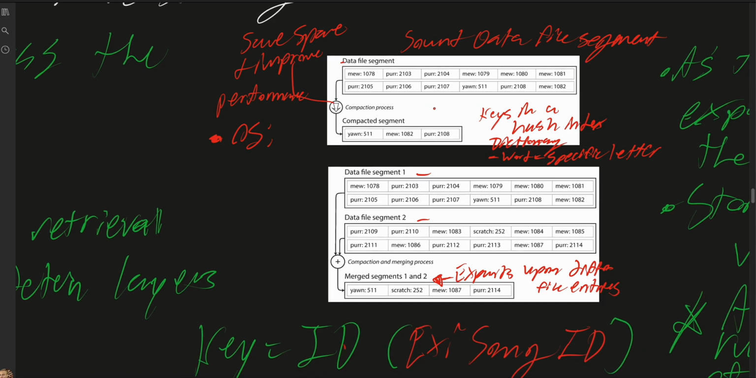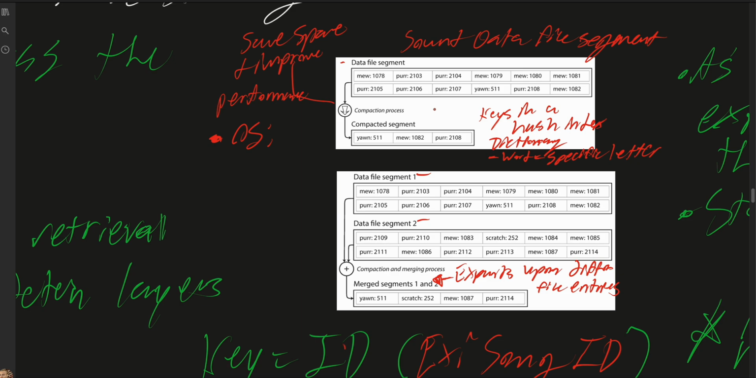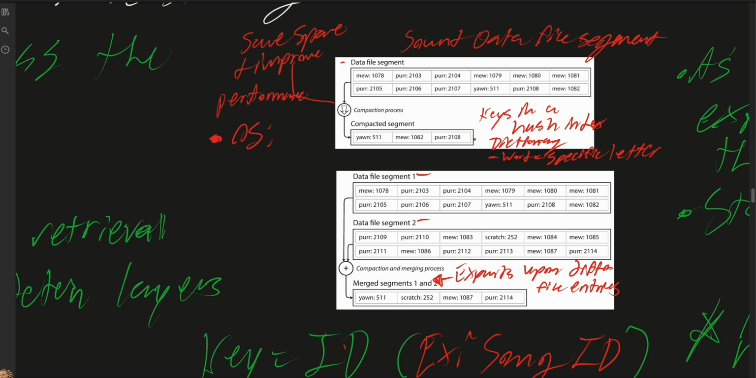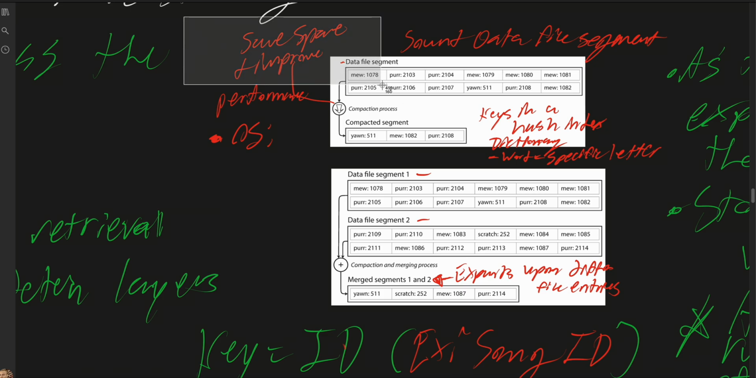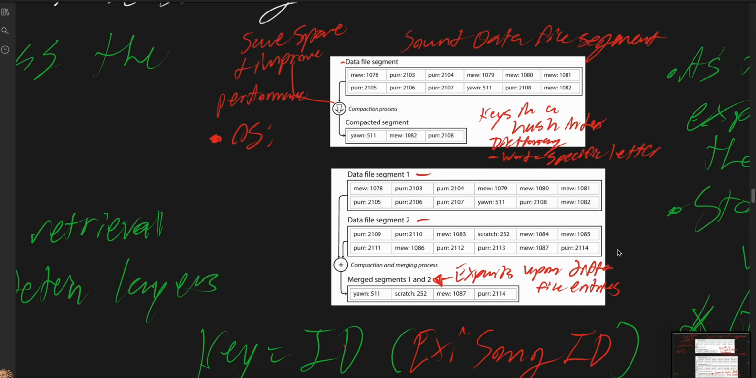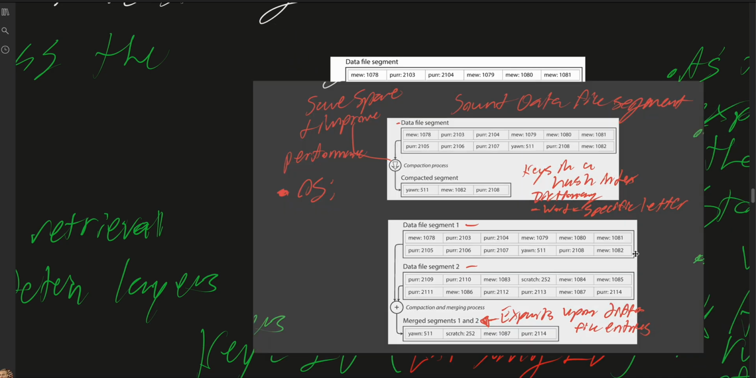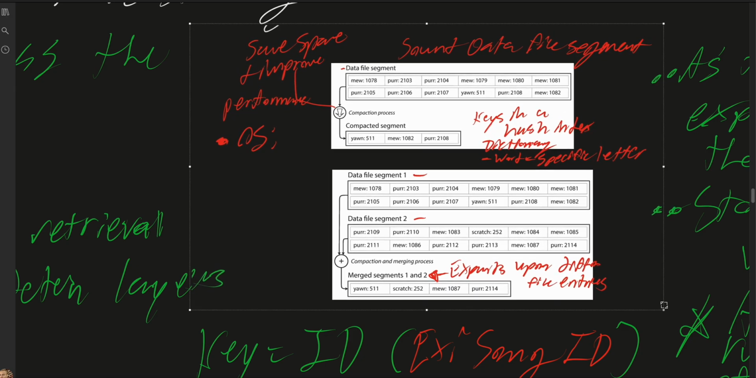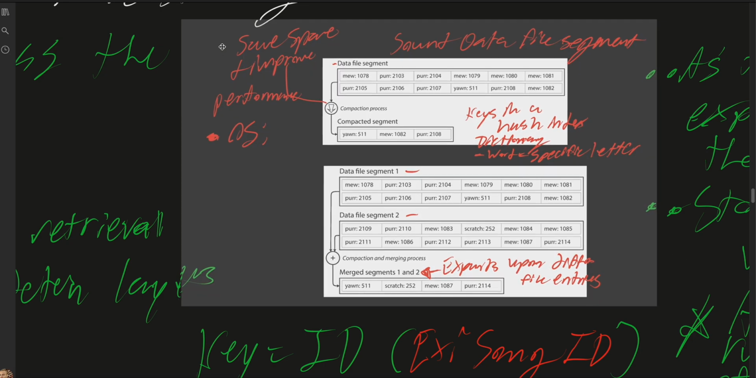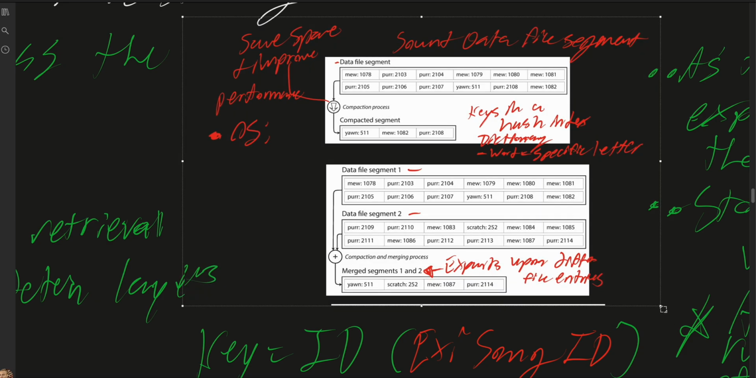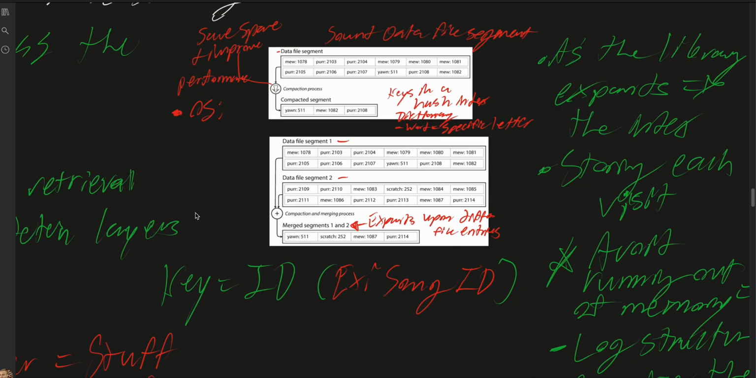Let's just move out of here. Let me just clean this up here, folks. There we go. Just move out of here.